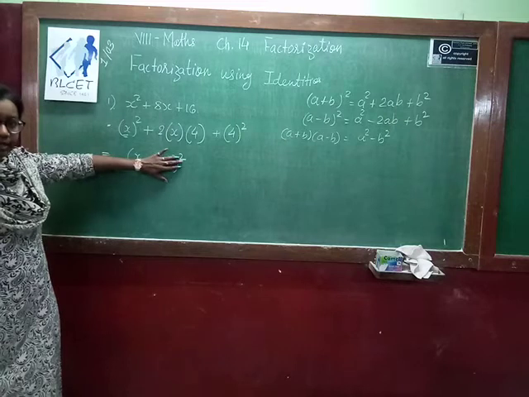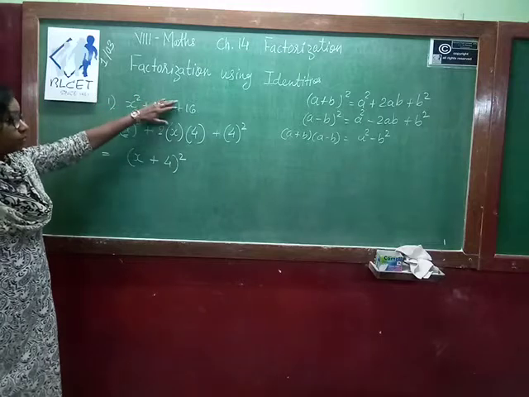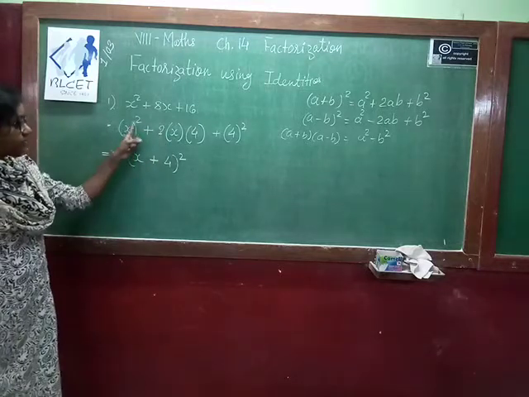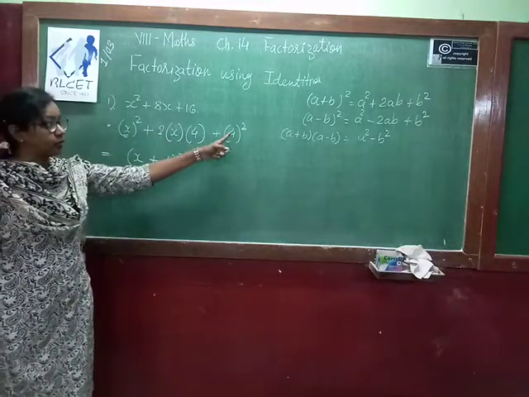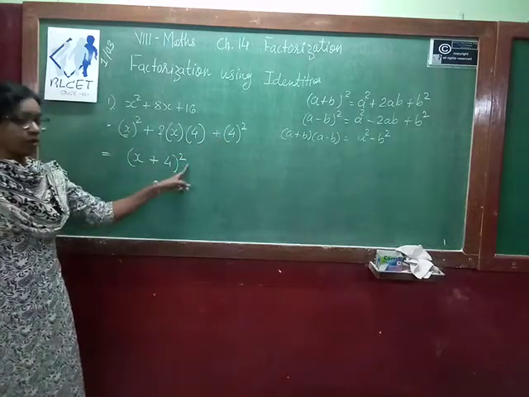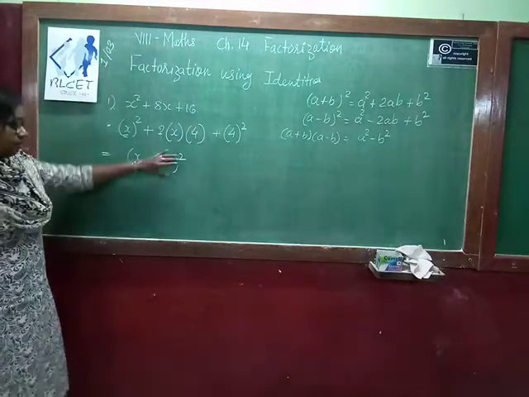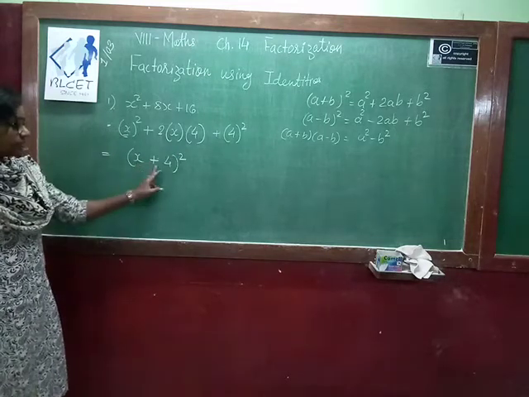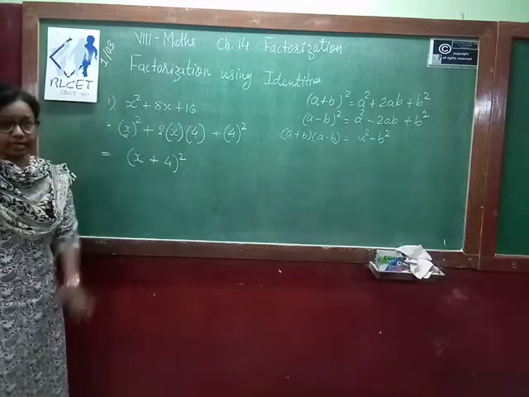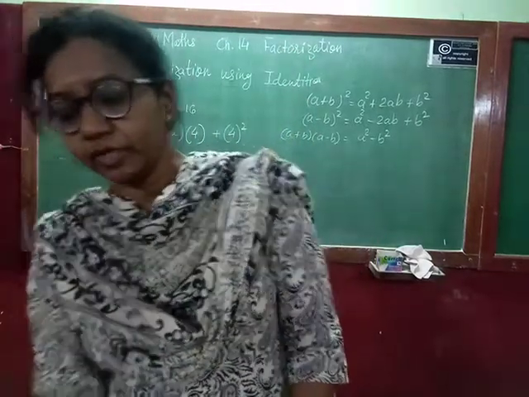we know how to expand this term, but we don't know how to do the reverse. So now we have to use the identity: first term square plus 2 times x into 4 plus 4 square, and we have to find (first term plus last term) whole square. So this is how you can do the factorization. When you solve this, we know it is (x plus 4) whole square. When you do the reverse method, this is what you will get. So this way we can solve the questions with the help of identities.